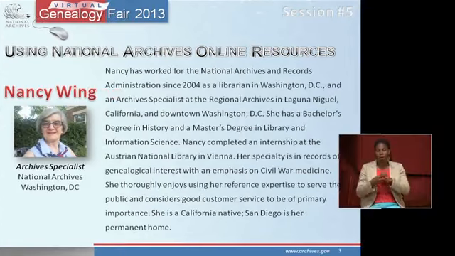in Washington, D.C., and she's also worked as an archive specialist at our regional archives in Laguna Niguel, California. She has a bachelor's degree in history and a master's degree in library and information science. Nancy completed an internship at the Austrian National Library in Vienna. Her specialty is in records of genealogical interest with an emphasis on Civil War medicine.